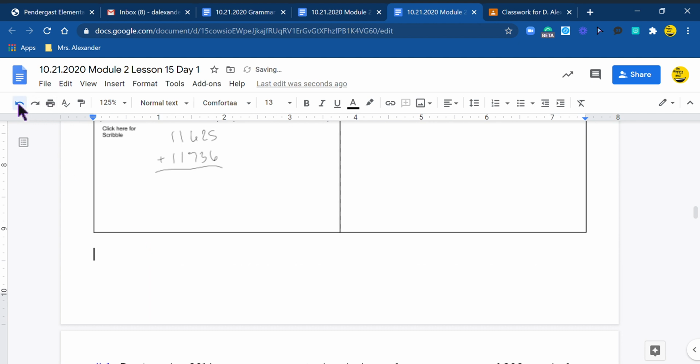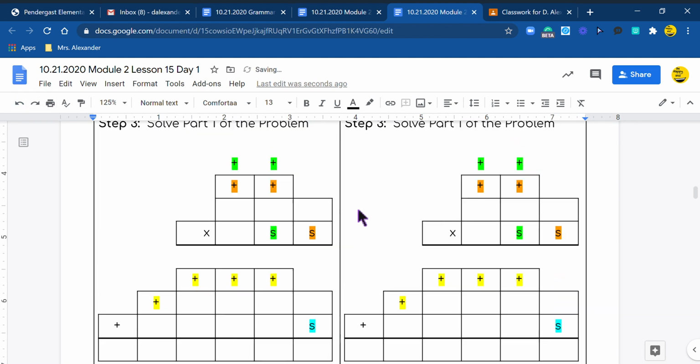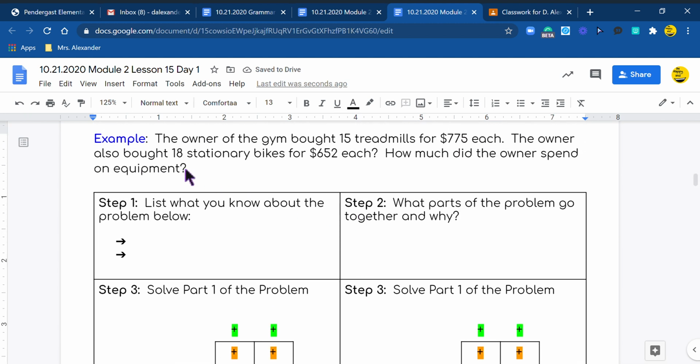So here we go. We're going to read the problem. The owner of the gym bought 15 treadmills for $775 each. The owner also bought 18 stationary bikes for $652 each. How much did the owner spend on equipment?